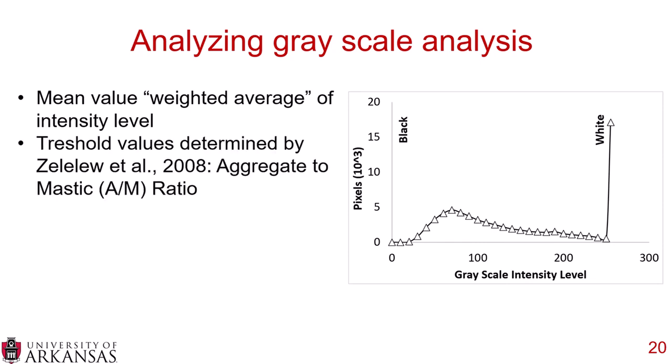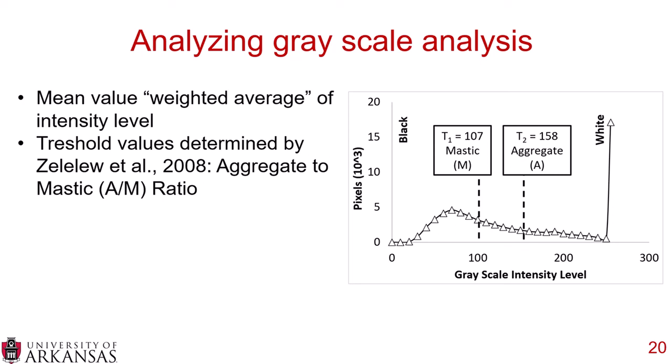We also identified some threshold values, and we went back to Zalou et al. from 2008 and specifically looked at the aggregate to mastic, or A-M, ratio. He established the mastic threshold at 107 and the aggregate threshold at 158. So if you recall, they determined that anything below 107 could be considered air voids.